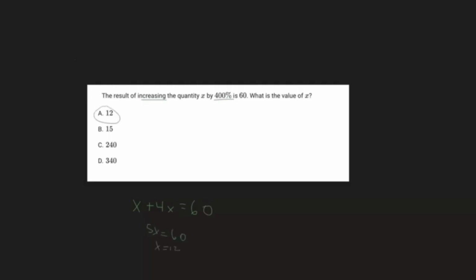So another way you could think about this is that if you increase the quantity by 100%, you're doubling it. So if you increase it by 200%, you're tripling it. And therefore, in reality, by increasing the quantity by 400%, you're really just multiplying the original value by 5. And so 60 divided by 5 is 12. And yeah, that's an easy way to think about it.